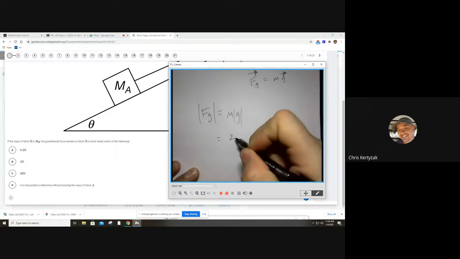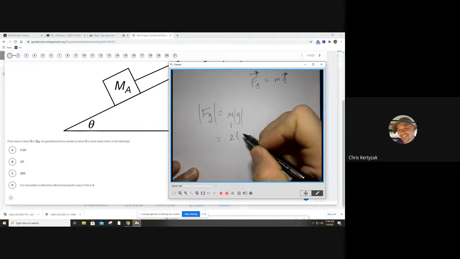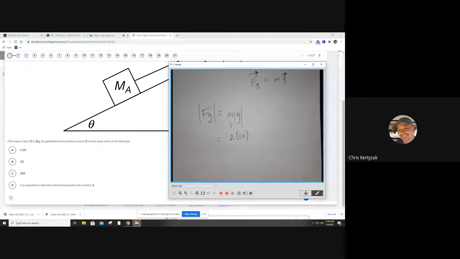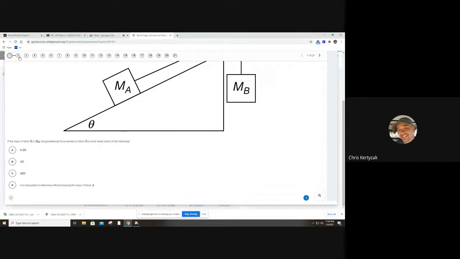They did say that the mass was 2 kilograms, and if we're using 10 as an approximation for the acceleration due to gravity on Earth, we would get an answer of 20 newtons. That puts the answer as C. All right, let's see the next question.